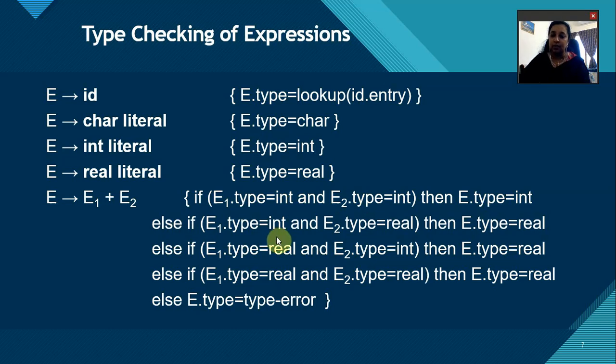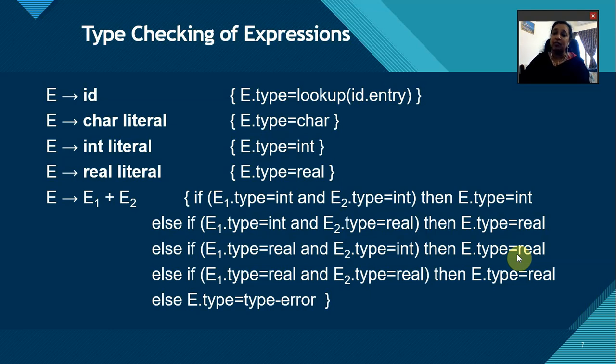And else if the first part is int, maybe it is 2 and this is 3.0, then your type would be real, the longer one, the one which has the longer range. So E1 dot type is real and E2 is int. Here what we have is a real. And if E1 and E2 both are real, the output type is also real.